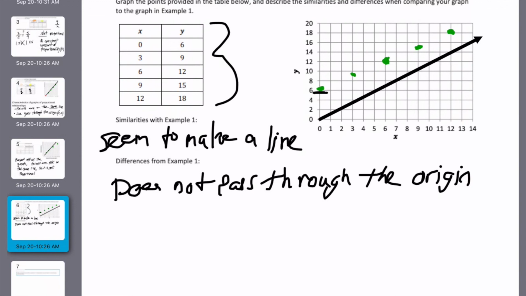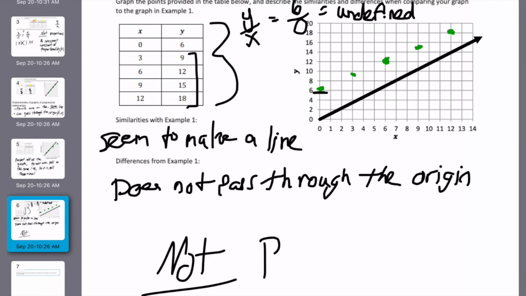And I can think about this in terms of my constant of proportionality. If I do y over x, I would have 6 over 0 for my first one, and that relationship is actually undefined because you can't break something down into 0 groups, which would be a problem. So I know that these relationships right here are not going to have an undefined constant of proportionality. They're going to have different values. But since there's no consistent constant, that automatically tells me it is not proportional.